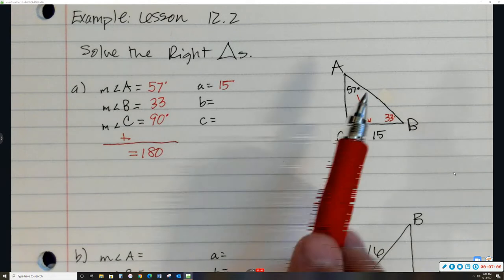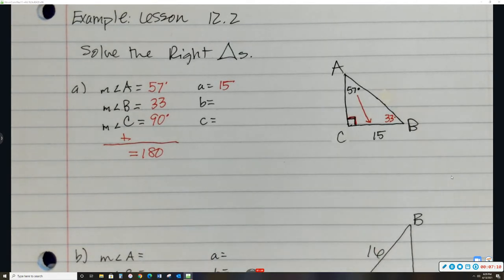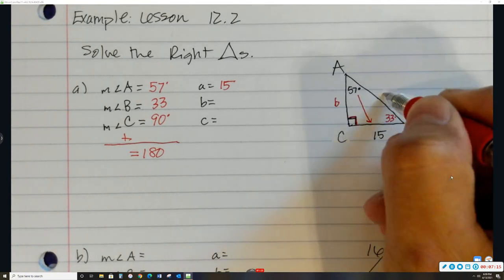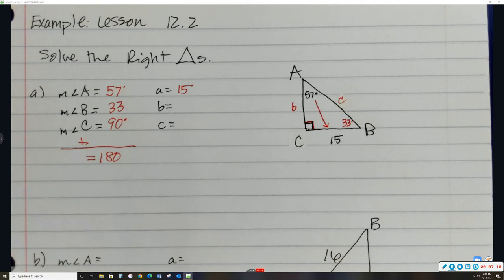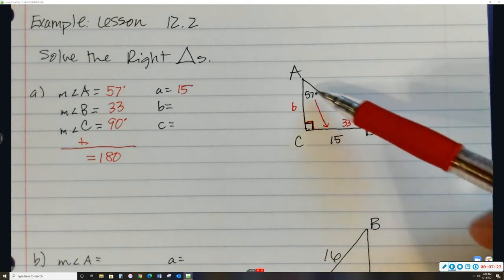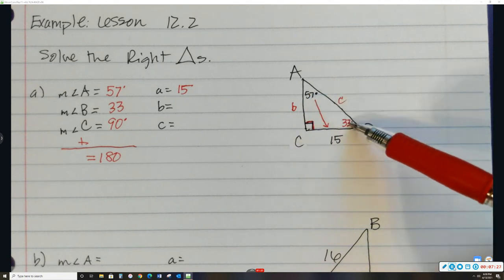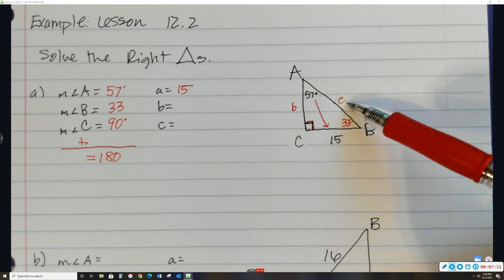Again, capital A and little a are across from each other. And now we need to find little b and little c. To find little b and little c, we can look at either one of these angles. Let's identify one of these angles, and then we're going to figure out the different side lengths, and we're going to use our trig ratios.